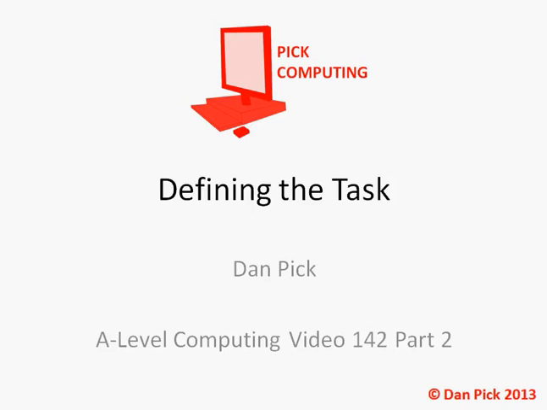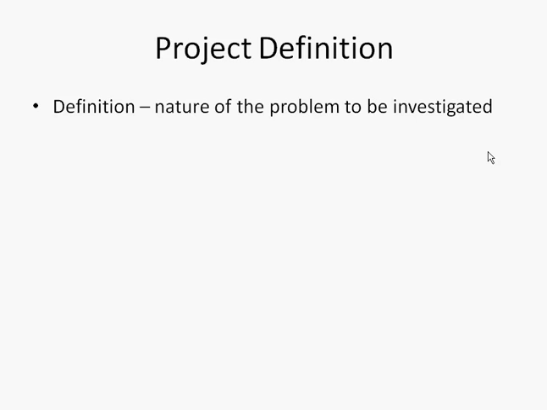In part 2 of this video, we're going to look at the first section of your report. After you've done a front cover, after you've done a contents page, you're going to have a title on the next page called Project Definition. Now in this section, we're going to describe the nature of the problem to be investigated. We'd expect probably about one side of A4.